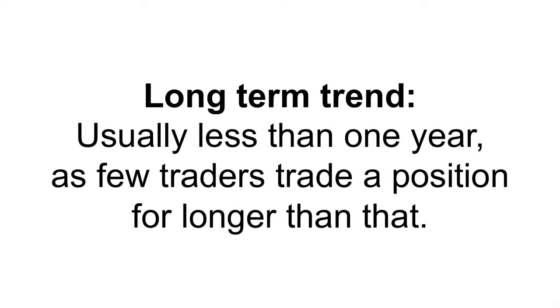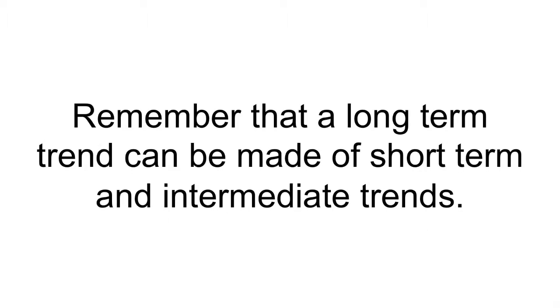And a long-term trend. This is usually less than 1 year, as few traders trade a position for longer than that. Also, remember that a long-term trend can be made of short-term and intermediate trends. Say, for example, the trend is long-term, but there is a reversal and the price moves downward for a period of time. Then it switches and starts moving up again. This would mean an intermediate trend has occurred in a long-term trend.